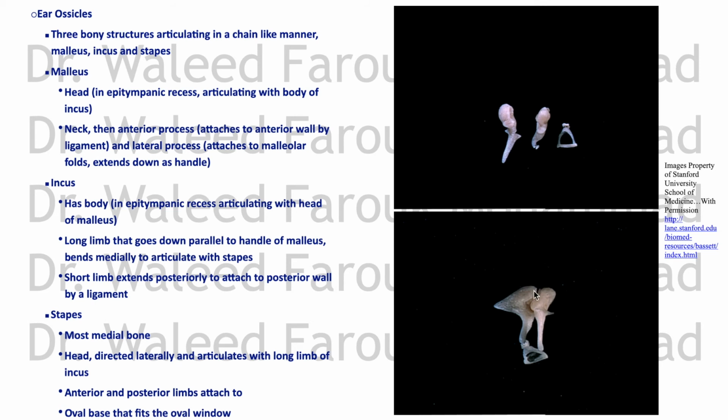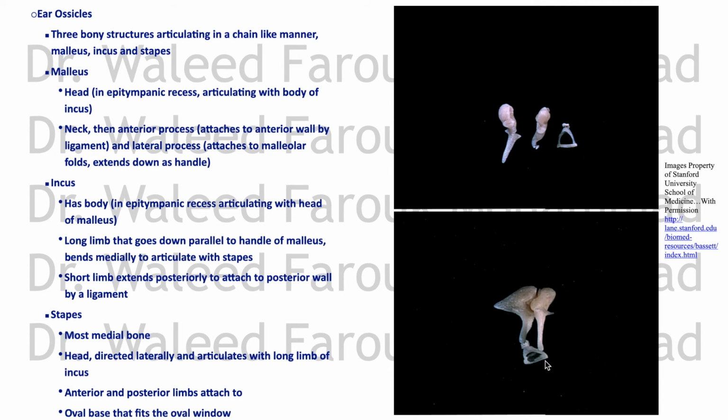This is the body of the incus. The body of the incus has a posterior process connected by a ligament to the posterior wall. Okay, so you have a ligament anterior, a ligament posterior, and it has a limb that descends parallel to the handle of the malleus and bends medially downwards to articulate with the head of the stapes.